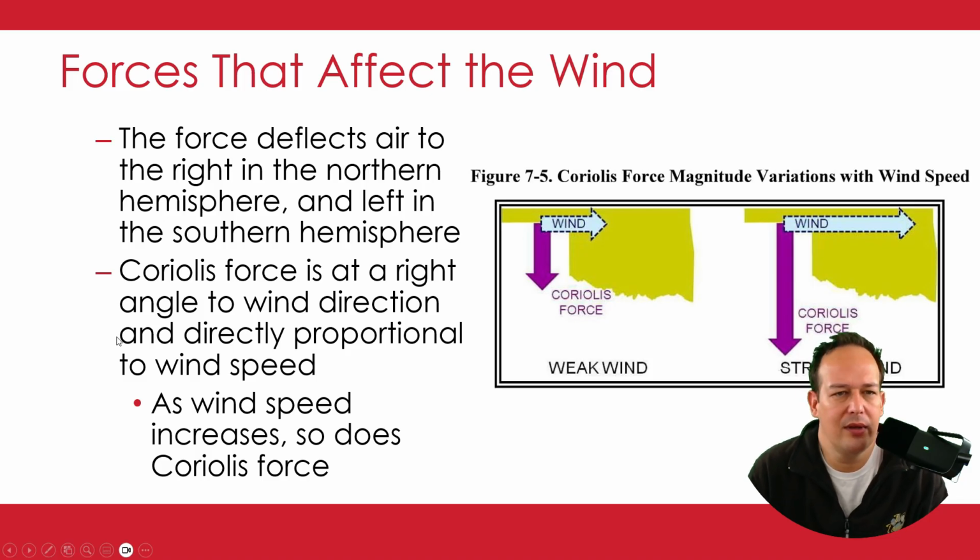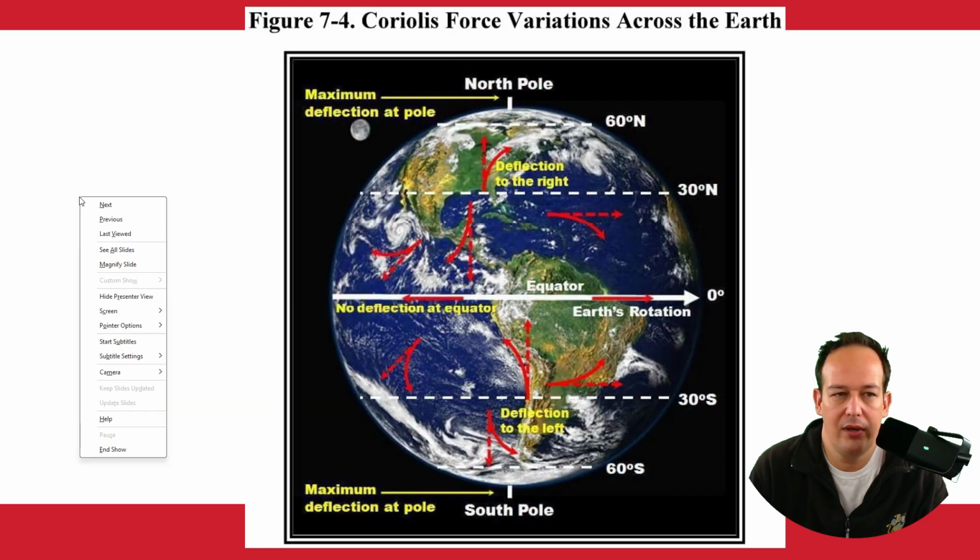And so here's an example of that. So the force deflects the air to the right, and this is in the northern hemisphere. So if you're in the southern hemisphere, the wind gets deflected to the left. And Coriolis force is at a right angle to the wind direction and directly proportional to the wind speed. So the faster the wind speed, the more Coriolis force affects the wind. So here's an example of Coriolis force.